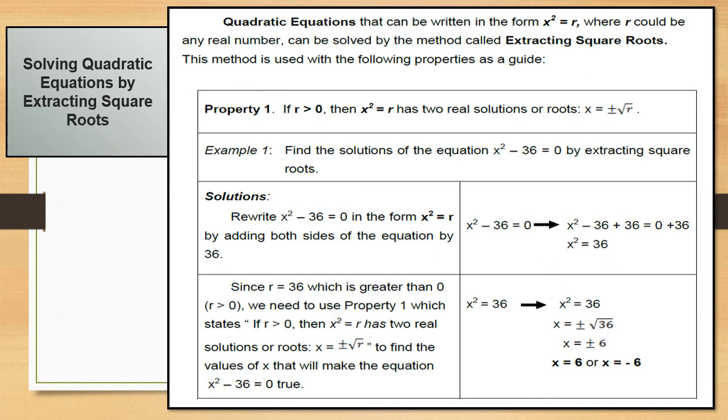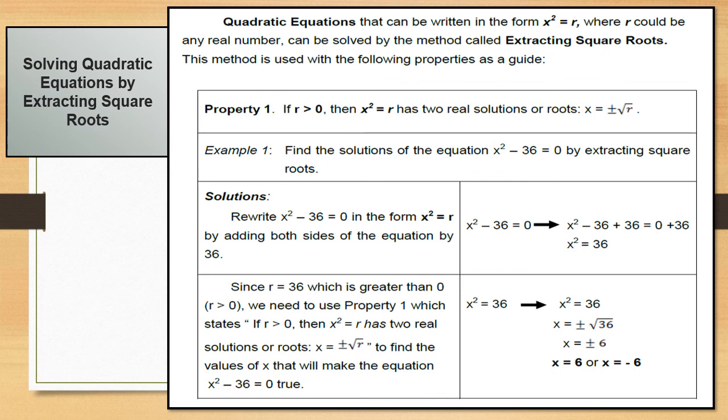Solving quadratic equations by extracting square roots. A quadratic equation that can be written in the form ax squared equals r, where r could be any real number, can be solved by the method called extracting square roots. This method is used with the following properties as a guide.